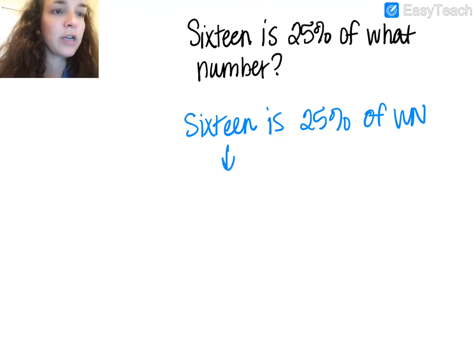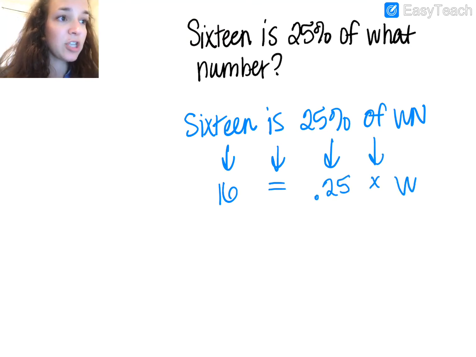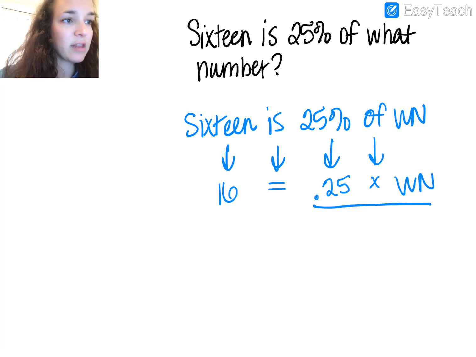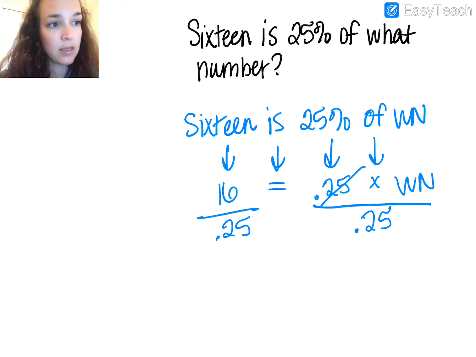Okay, so let's translate. 16 is, remember that's equals 25%. Percent always is going to turn into a decimal. And then of turns into multiplication. What number? We don't know. Okay? So now we're just solving for what number again. The only difference is now it's like flip-flopped, okay? But you're still just solving for what number. So what number is being multiplied by 0.25? So we're going to divide by that on both sides, okay? So that's going to cancel.